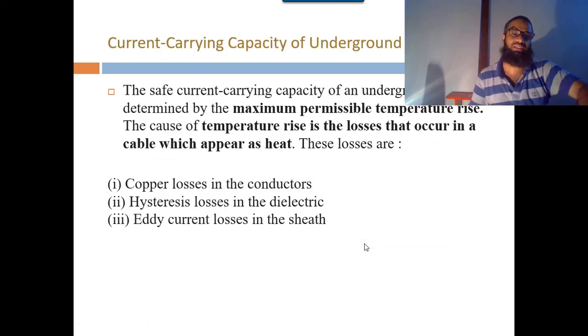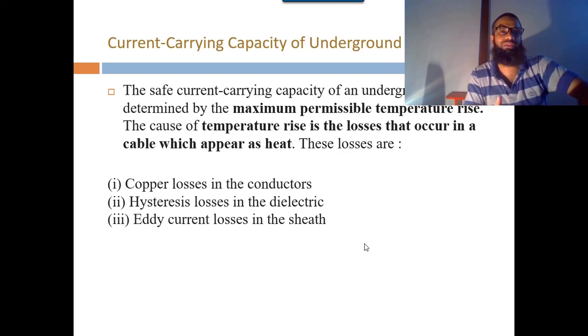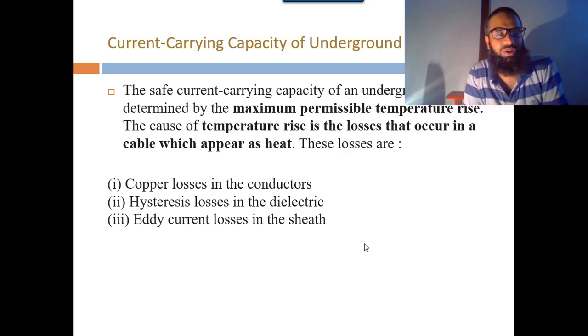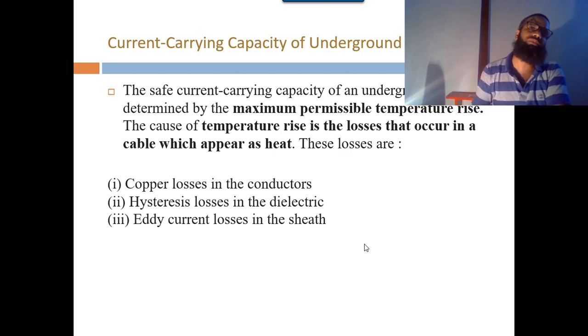Now, the important thing is that in the transmission line, when we use underground cables, the losses which we studied in the overhead cables and the transformer are quite different from the losses in the underground cables, because the interference between conductor to conductor is very important. So there are three major losses. One is the copper loss. Copper loss is dependent on the quality of the material and the size of the material.